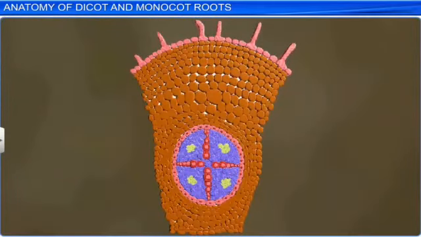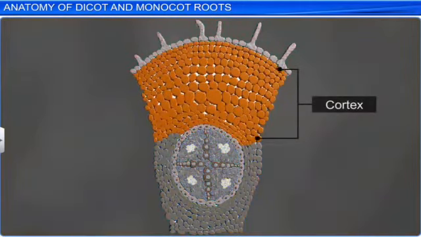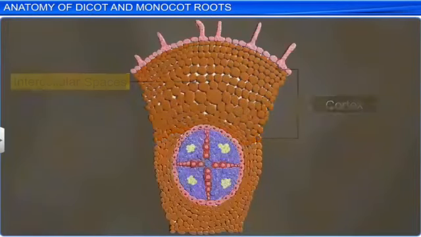The outermost single-layered tissue of the dicot root is called the epidermis. On the epidermis, you will also find some extended epidermal cells, which are unicellular root hairs. The epidermis is followed by cortex, which is formed of several layers of thin-walled parenchymatous cells. These cells have intercellular spaces. The innermost layer of the cortex comprises barrel-shaped cells without any intercellular spaces. This layer is known as the endodermis.